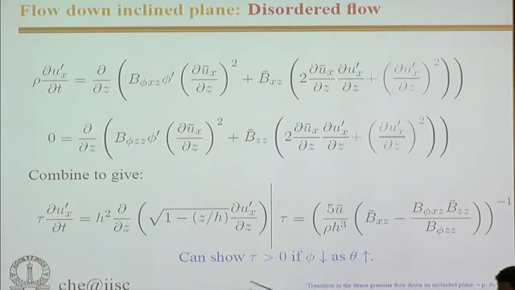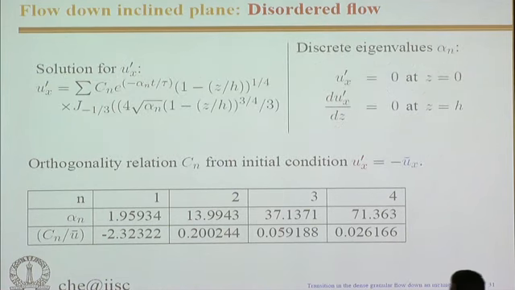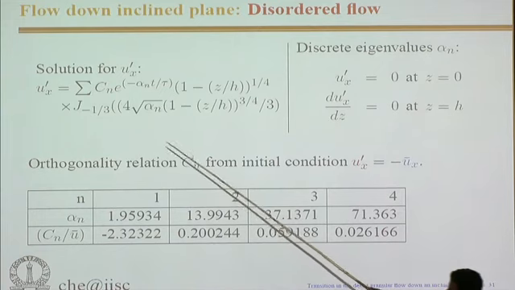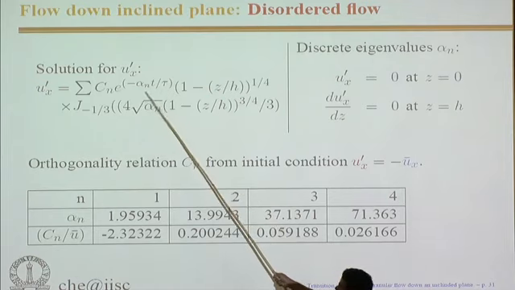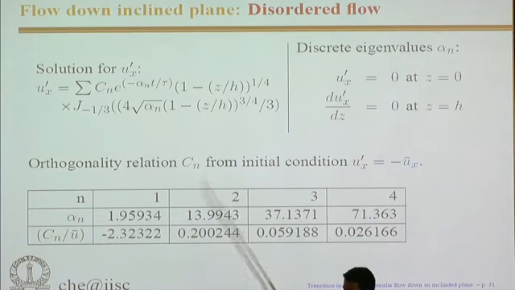If the time constant were negative, there's a problem. You couldn't solve this equation. So now that the time constant is positive, you can solve the equation using separation of variables. You get an eigenvalue problem. The solution is actually a Bessel function to the minus 1/3 power. And you get discrete eigenvalues. And I show the eigenvalues here. So basically the eigenvalue is the rate at which the transient decays exponentially in time.